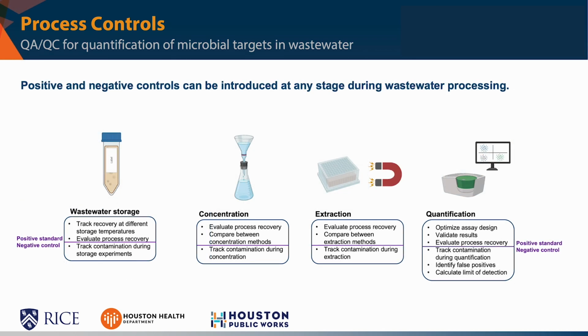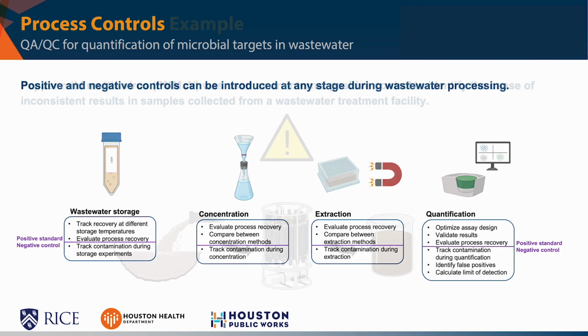Positive controls can be added at any stage in the process to compare differences in recovery between methods and to determine the recovery of the target or a similar target throughout the process. Positive controls are also commonly used during the PCR amplification stage to validate positive wastewater detections. Negative controls are in large part used to track contamination throughout the process and identify false positives, as well as aid in determining the limit of detection.